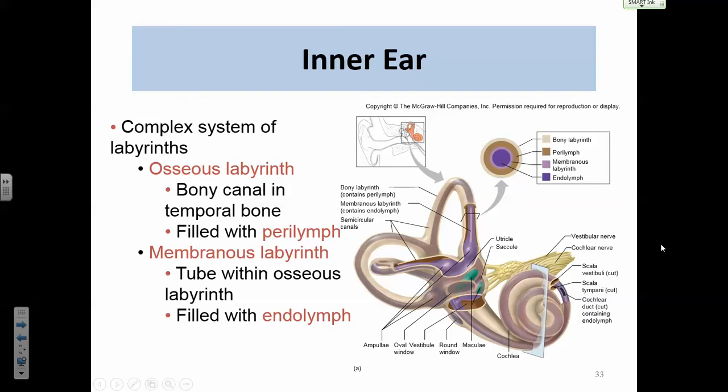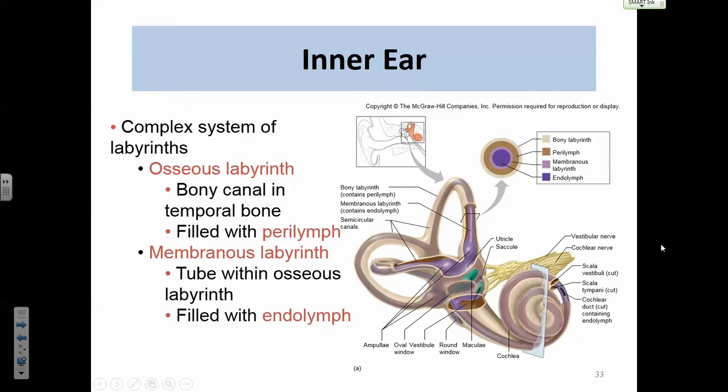Sometimes it's referred to as a labyrinth. You get that idea by just looking at it, don't you? But the outer part of it is bone, right? And so inside of that is a membranous tubing that pretty much follows all the same contours. And so there's an osseous labyrinth, which is the outer part, and then there's a membranous labyrinth, which on this picture is the darker blue part. And there's fluid in there.